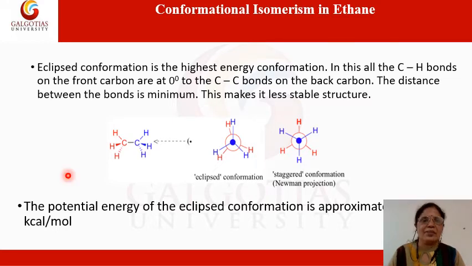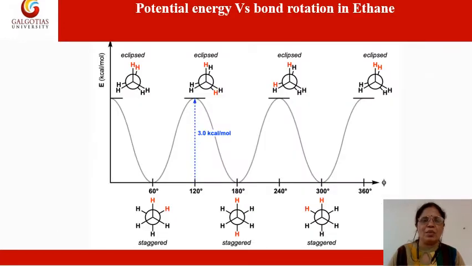On the other hand, the eclipsed conformation is the highest energy conformation because in this all the carbon-hydrogen bonds on the front carbon are at 0 degrees to the carbon-hydrogen bonds on the back carbon. So the distance between the bonds is minimum and this makes it a less stable structure. The potential energy of the eclipsed conformation is approximately 12 kilocalories per mole.